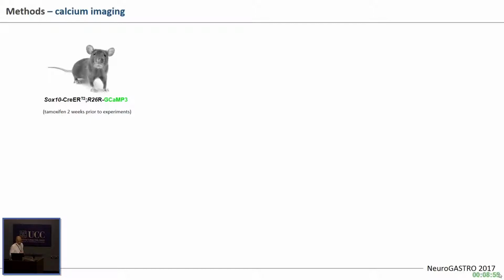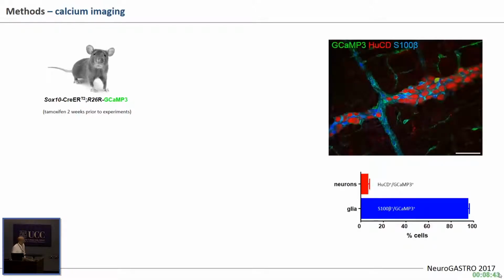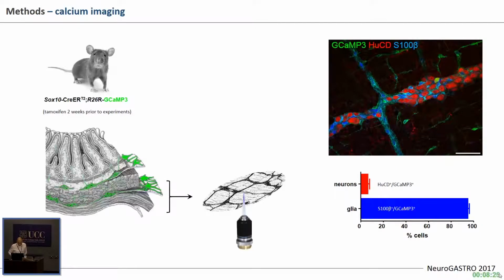So we combined the conditional GCaMP3 ROSA26 reporter line with a SOX10 tamoxifen-inducible driver line, and we gave tamoxifen 2 weeks prior to experiments. You can see in this immunostaining that after tamoxifen treatment, we reach about 96% of glial cells expressing GCaMP3, but about 6 to 7% of enteric neurons also express the genetically encoded calcium indicator. For experiments, we take the small intestine of the mouse, and then we do microdissection to isolate myenteric plexus preparations that we image under the microscope.